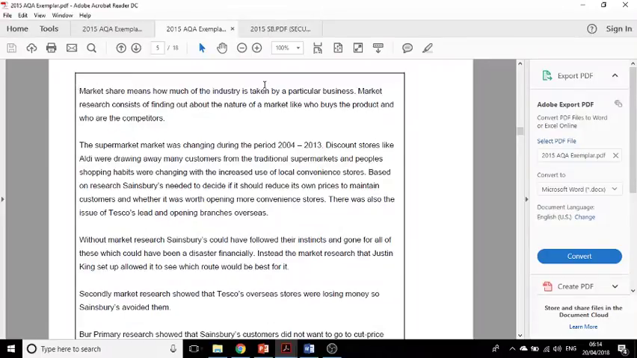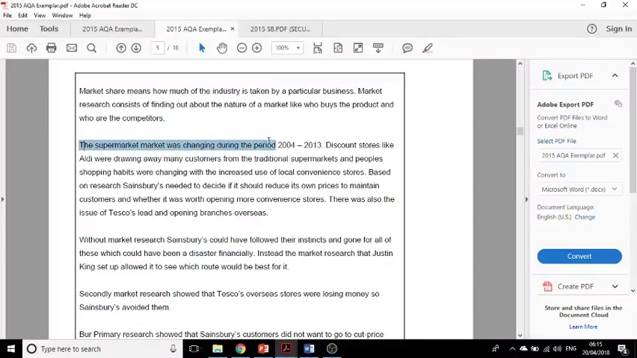So market share means how much of the industry is taken by a particular business. Market research consists of finding out the nature of a market. Okay, so they've started off with 2 really clear definitions of the key terms in the question, market share and market research, getting straight off the mark with some knowledge.